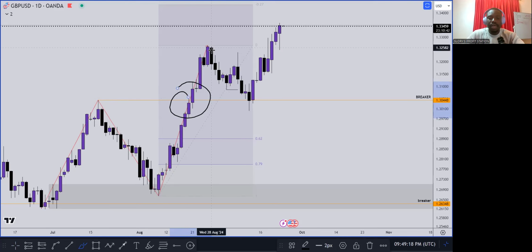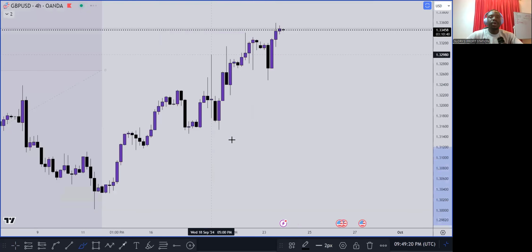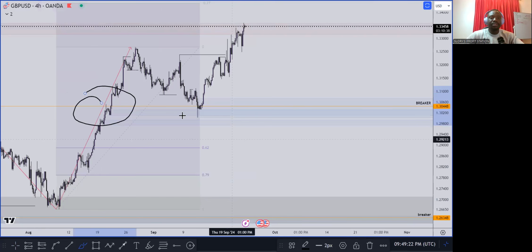Now, let's go to the 4-hour time frame. Let's see if we had any 4-hour demand levels around that area that the market reacted to.